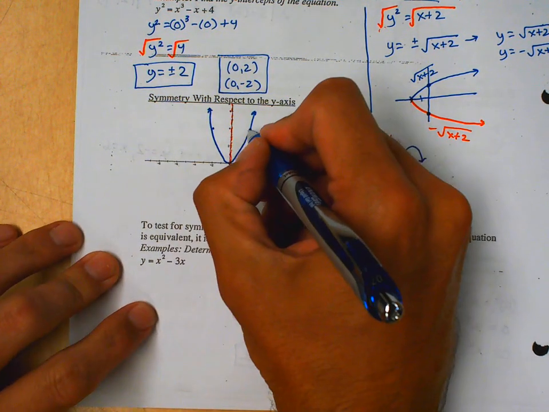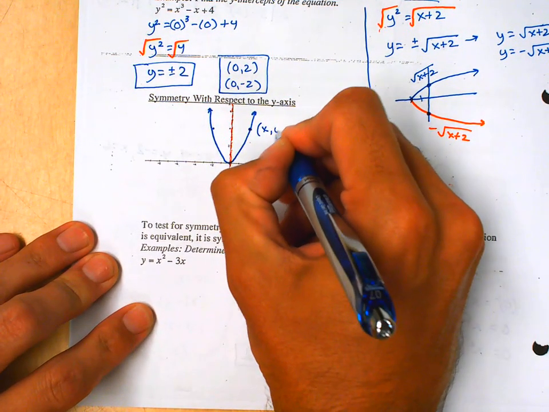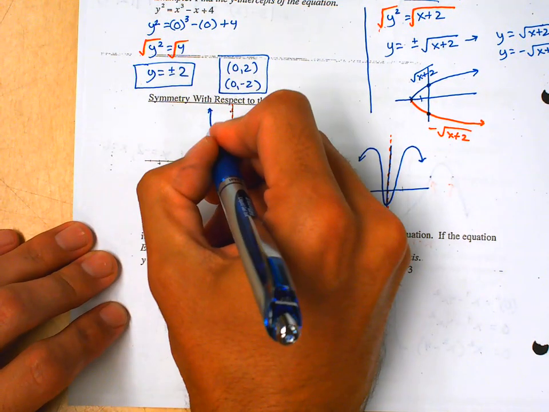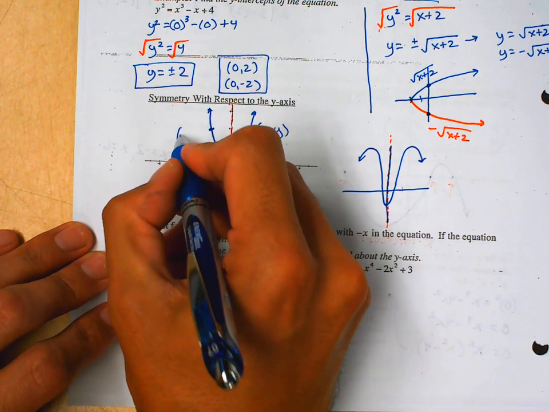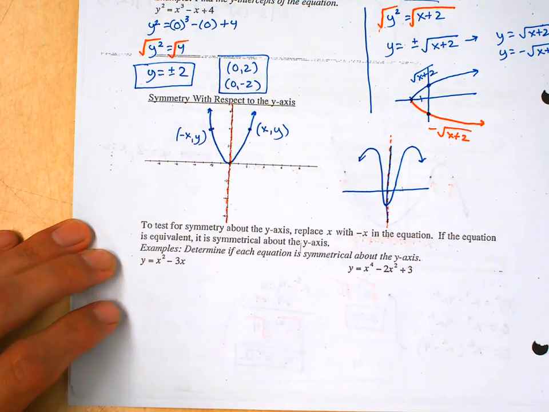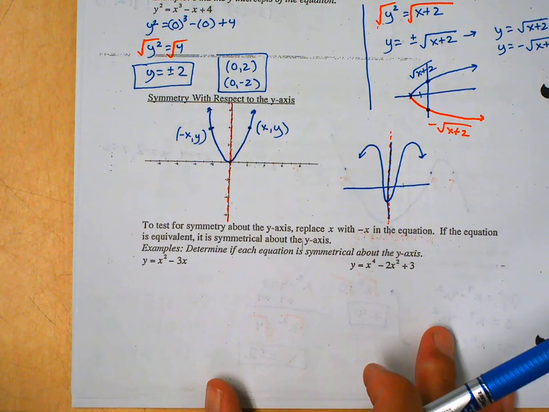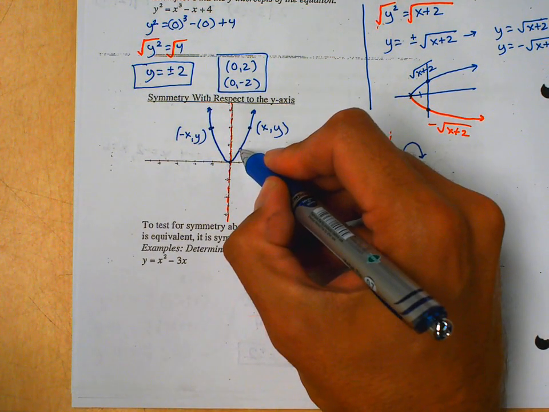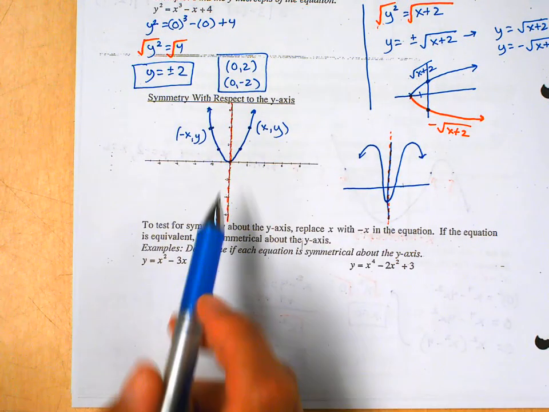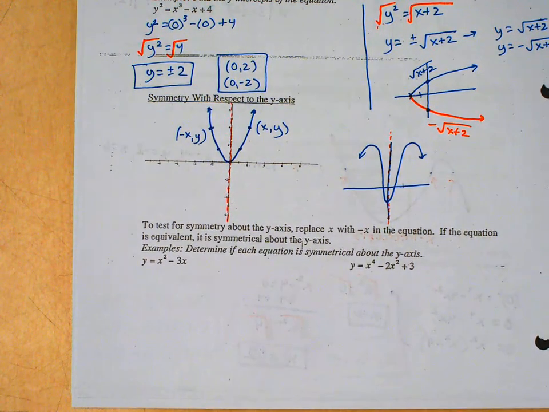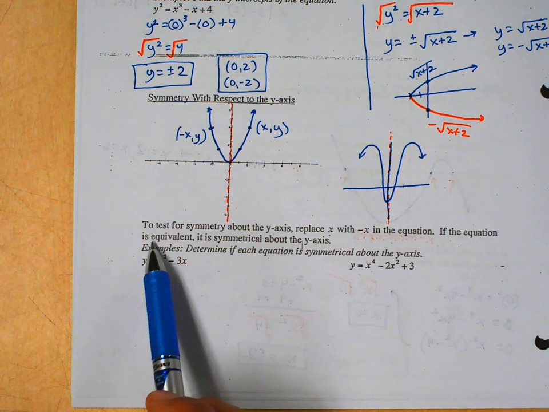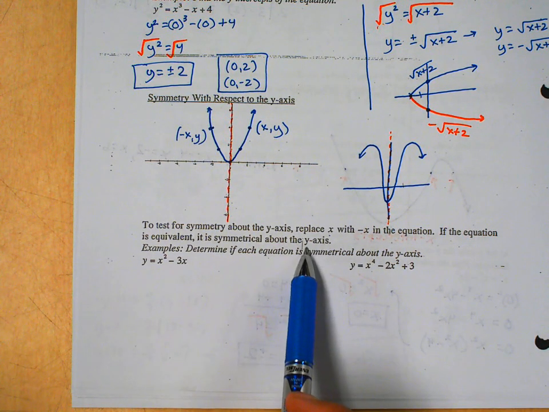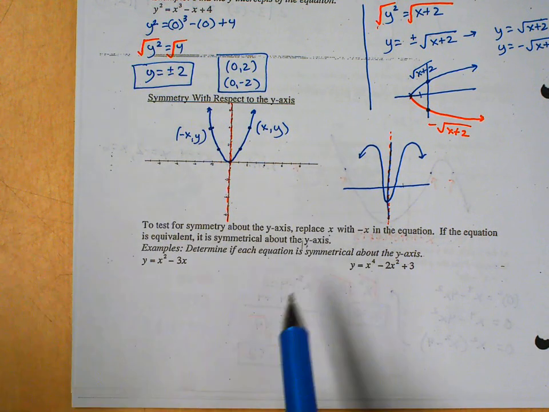Okay. Now, in order to test for symmetry about the y-axis, we're replacing x with negative x in the equation. Look at this. If this ordered pair is (x, y), this ordered pair is on the left-hand side of the origin, so x is negative. That's (-x, y). And that would be true for any pair. If there's an ordered pair here, there's an ordered pair over there, that's (-x, y). So if it's symmetric about the y-axis, in order to test, we're going to replace x with negative x, and if the equation is equivalent, then it is symmetrical about the y-axis. If it's not equivalent, then it's not symmetrical about the y-axis.